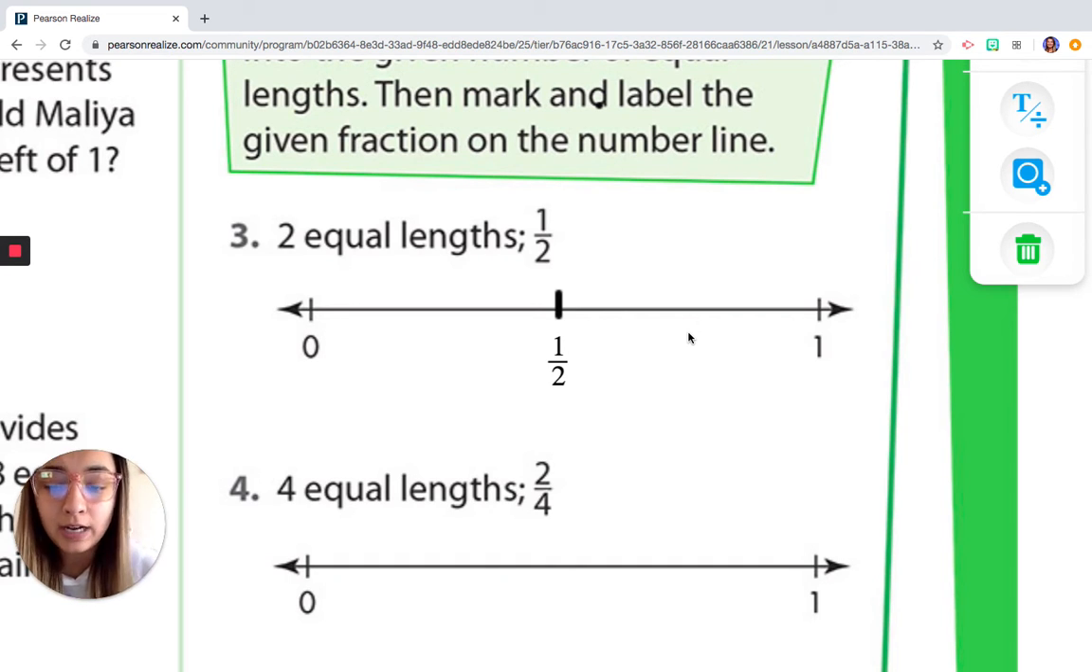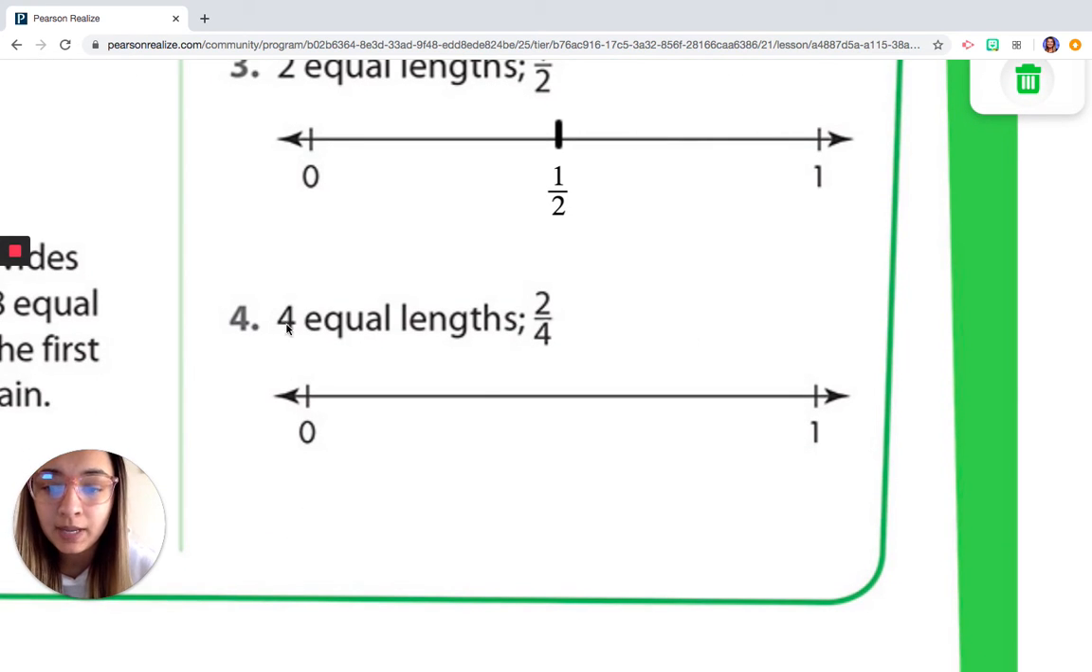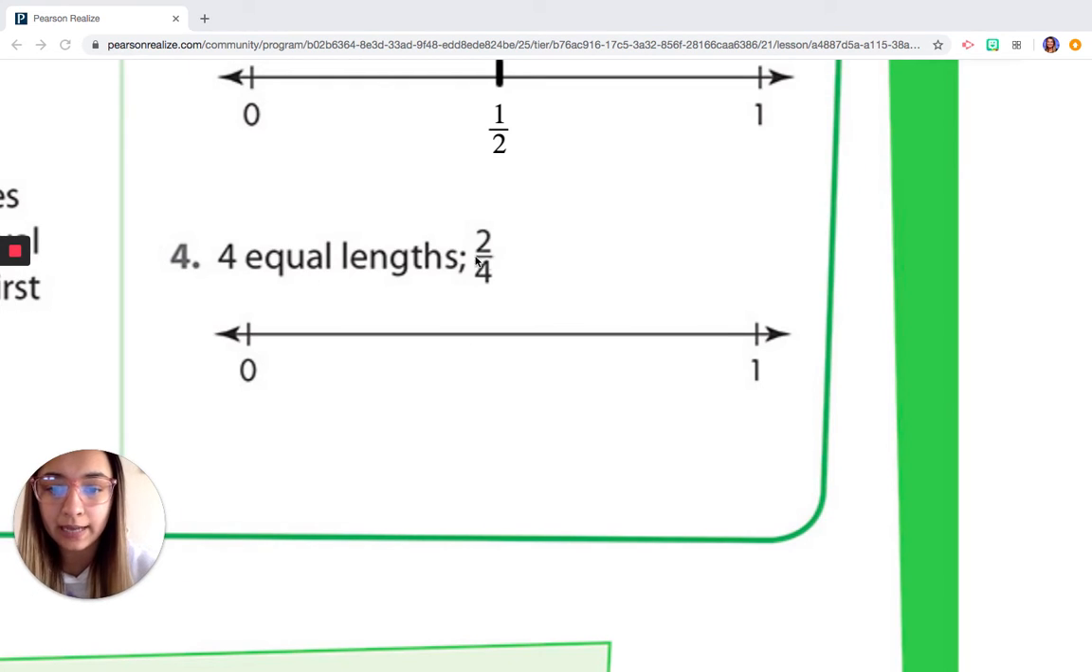So let's try number 4. This one's a little bit tougher. This one's 4 equal lengths, and we're going to find 2/4. So the first thing that I'm going to look at is my denominator to know that I need to split this line into 4 equal parts or 4 equal lengths. So I'm going to eyeball it, and I'm going to measure 4 different parts.